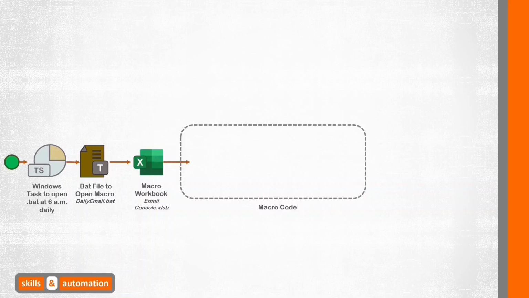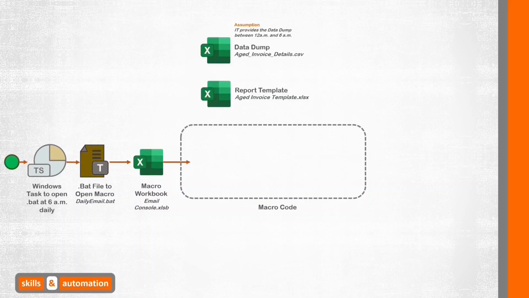Once the macro file is open, the following code will be triggered. How? We will call the code using the workbook open event. Up on top, we've made the assumption that IT places data into a CSV file between 12 a.m. and 6 a.m. Instead of copying and pasting the data into our template file where the pivot table is stored, we will simply create a link table to the CSV file. Now, all we have to do is refresh the connection for the link table and then refresh the pivot table.